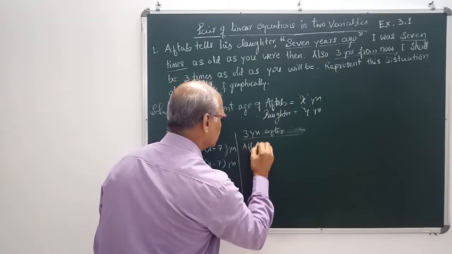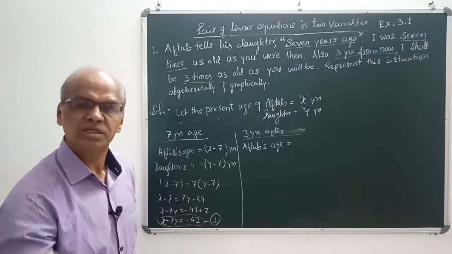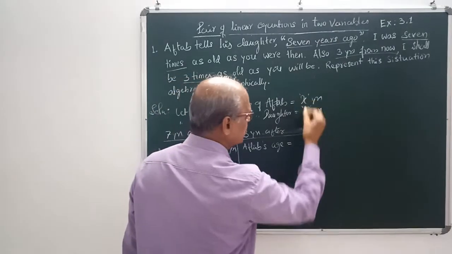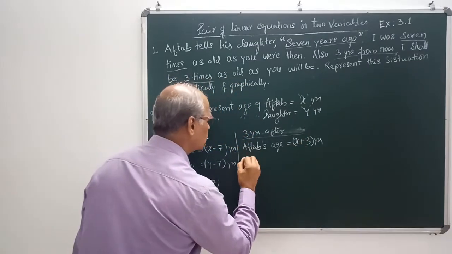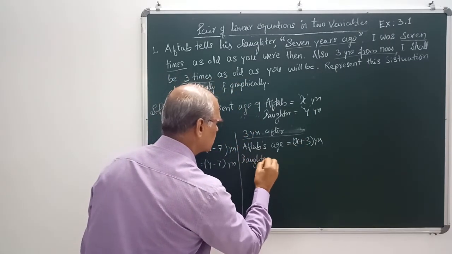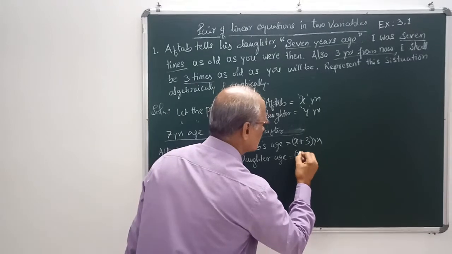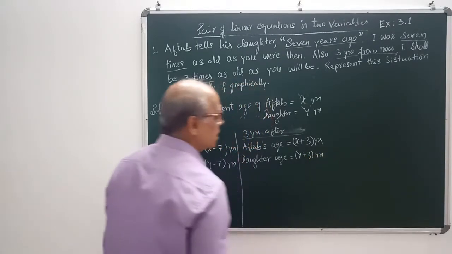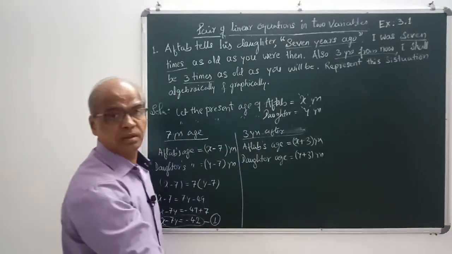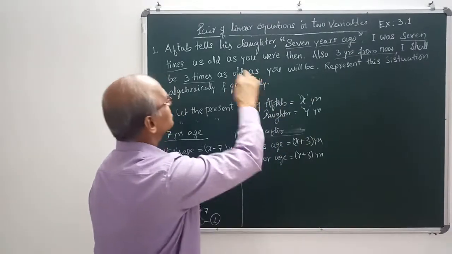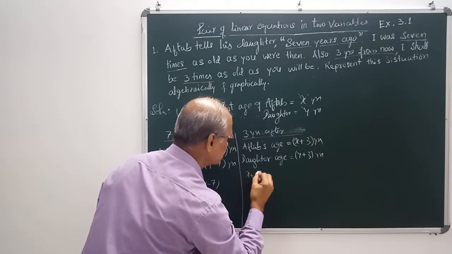Aftab's age. After means what? That is add, that is plus. So present age is x plus 3. This is the father's age. What about the daughter? Daughter's present age is y, y plus 3 years. Now, what is the condition given here? "3 times as old as you will be." Who is saying this? Aftab is saying. That means after 3 years, Aftab's age will be x plus 3.